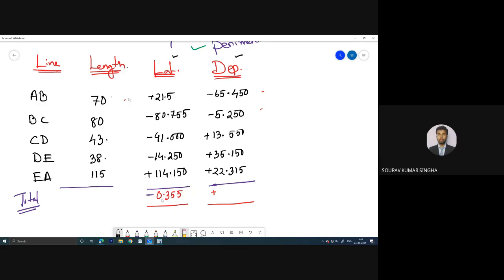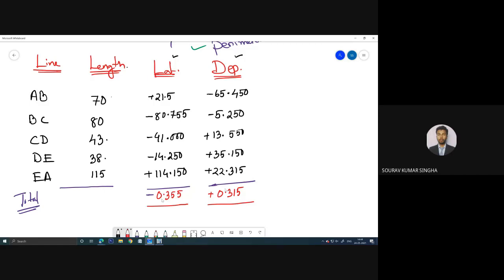Okay, now tell me what is the value for the departure? 0.315 plus. Exactly. Plus 0.315. So this is the exact value.